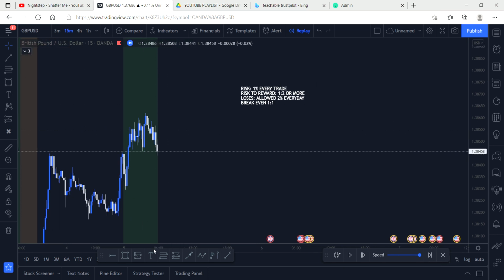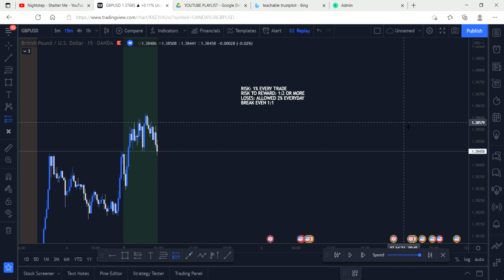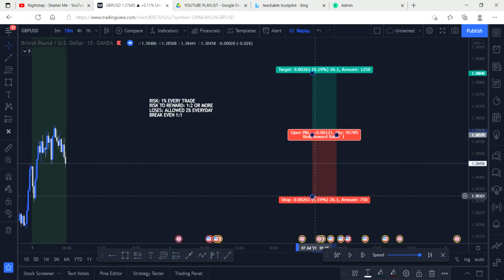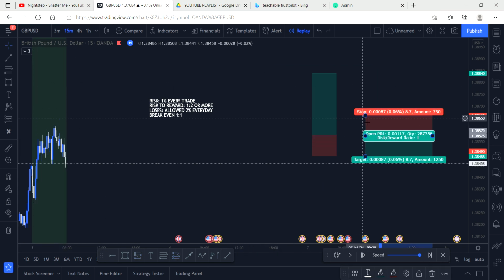So there's these things. There's the long position. This is if you think the market's going to go up, or the short position, where you think the market's going to go down.